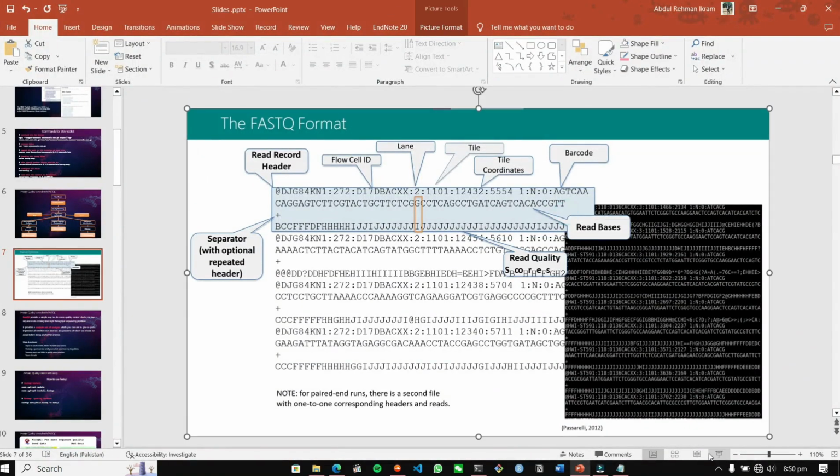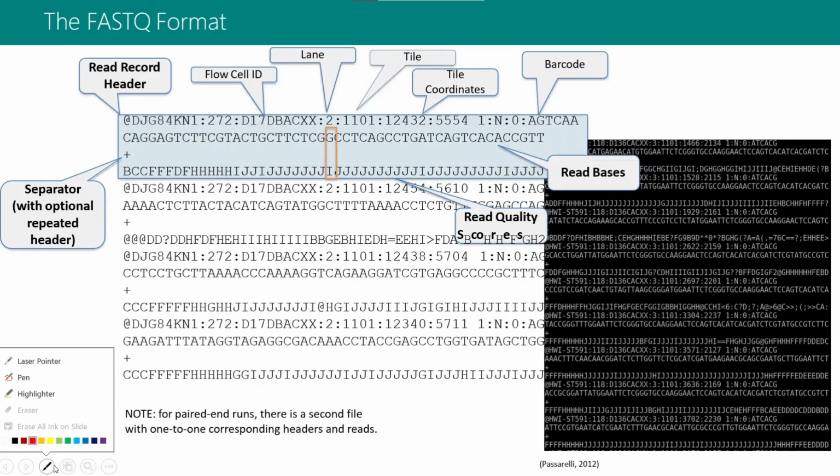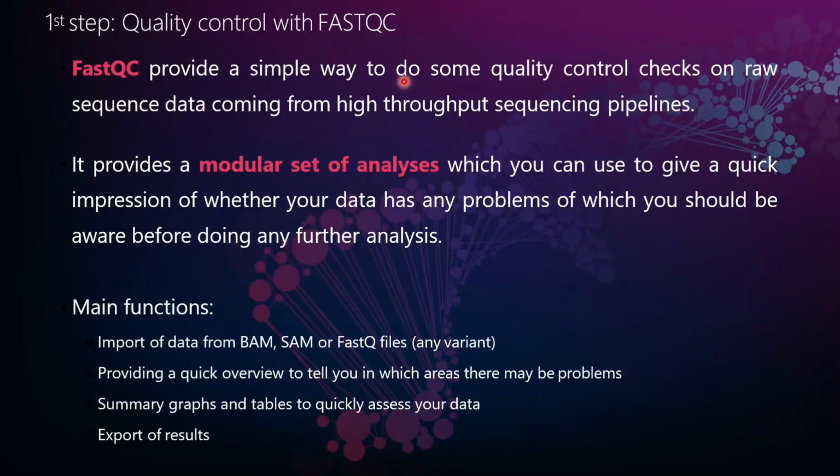Moving on, you can also see other fields: the flow cell ID that was used in sequencing, which lane we were using, which tile it came from, which coordinate it contained, what the read bases are, and what the read base scores are. Also there is a separator, which is an optional repeated header. So that was it for the FASTQ file format.